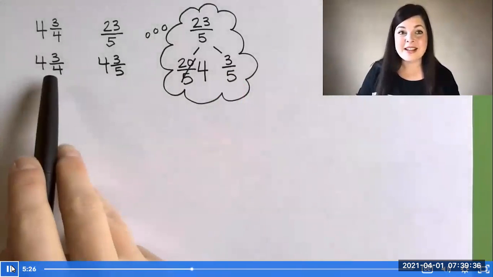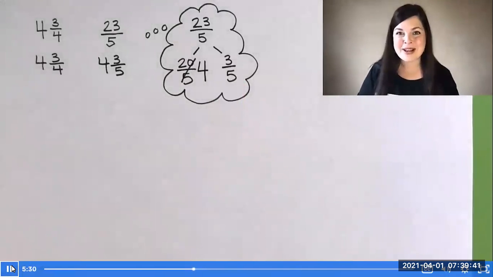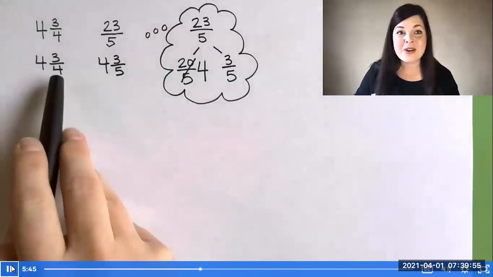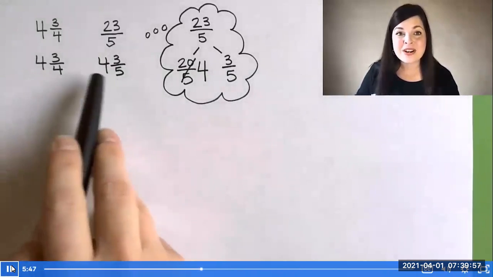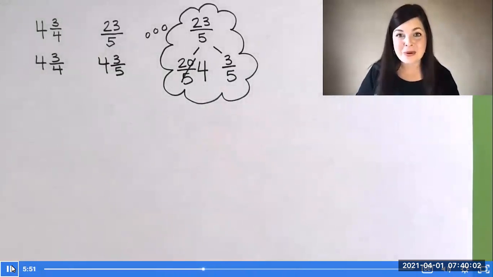Now that we have two mixed numbers, 4 3/4 and 4 3/5, what do you notice about them? You probably noticed that once again, the whole numbers are the same. These both have 4 ones. So that means again, we can compare these mixed numbers based on the fractional parts, 3/4 and 3/5. So how might we compare 3/4 and 3/5? Pause the video to talk out your thinking.